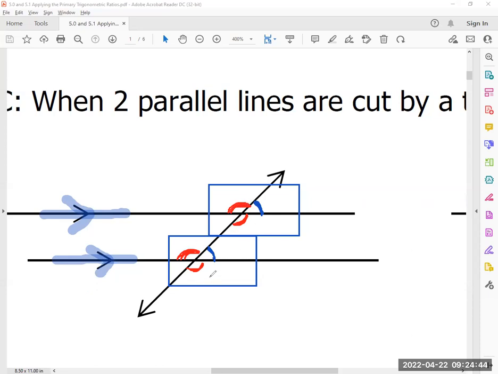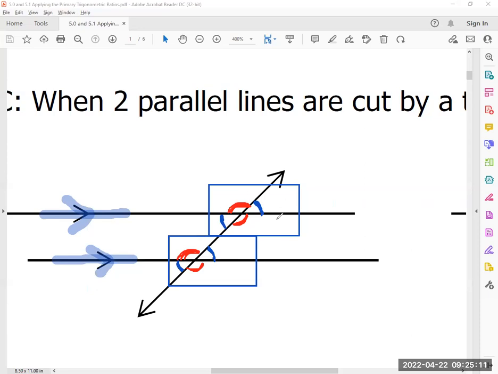I made these two colors exactly the same. Why? What did we just talk about with opposite angles? Look at the top right on your corner, on your sheet. OAT. If they are opposite, they are also equal. And lastly, this angle and that angle are going to be equal.